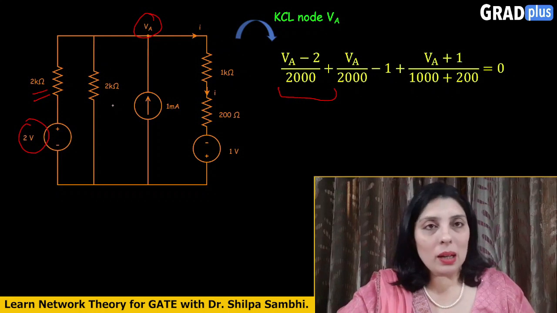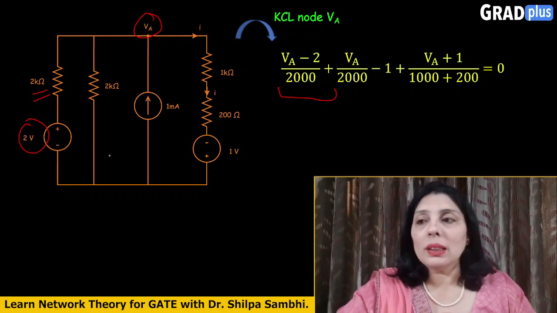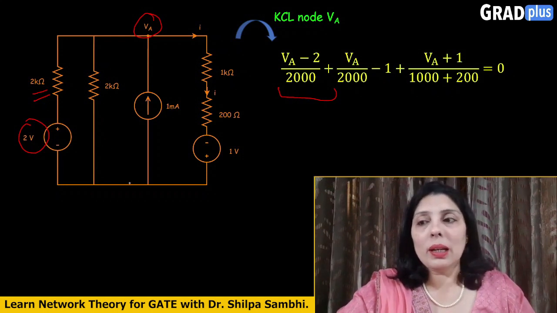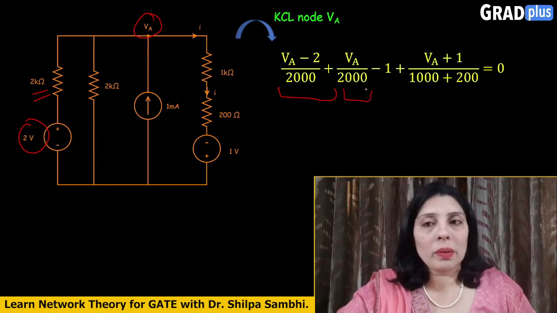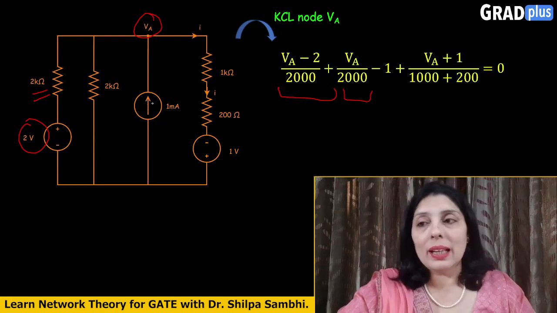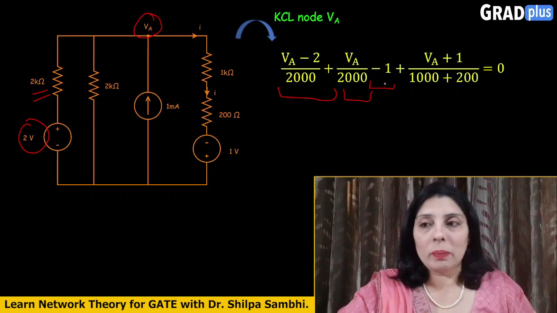Let's take the second branch in which there is only a 2 kilo ohm resistor. Now because there is no other voltage source present here, that means the terminal is simply connected to the ground. So VA divided by 2000. Okay. Then this 1 milliampere current source is given here in the third branch. The direction of this current source is fixed. It is incoming, so we have taken it as minus 1.